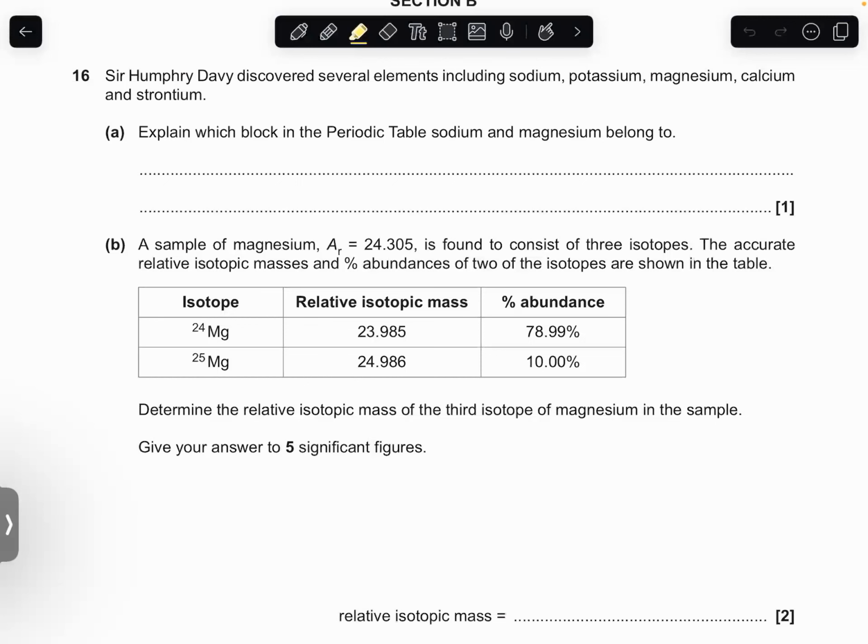We'll be looking at question 16 from the June 2019 paper. This question is actually quite a few topics in this one question. It starts with Sir Humphrey Davy discovered several elements including sodium, potassium, magnesium, calcium, and strontium.